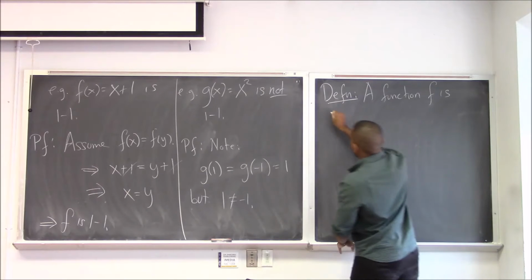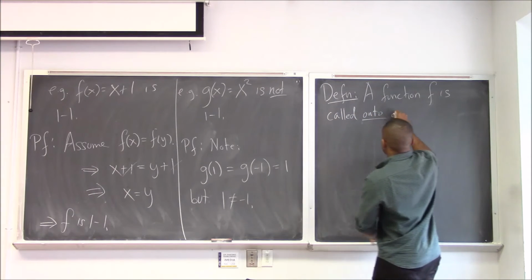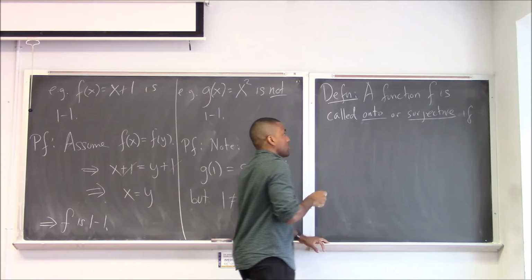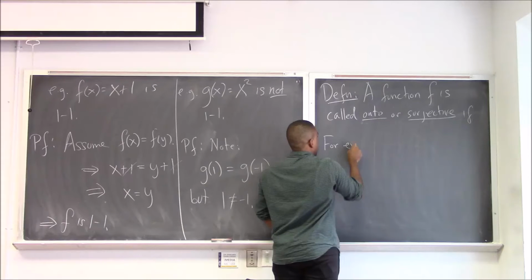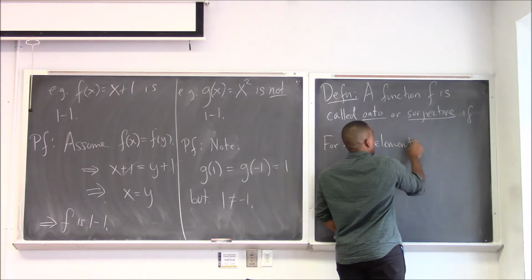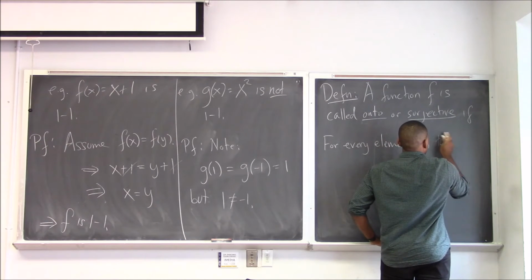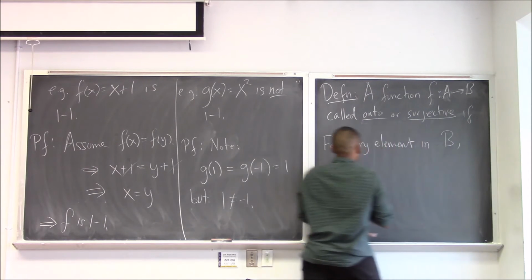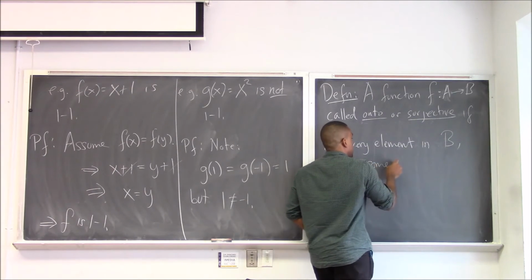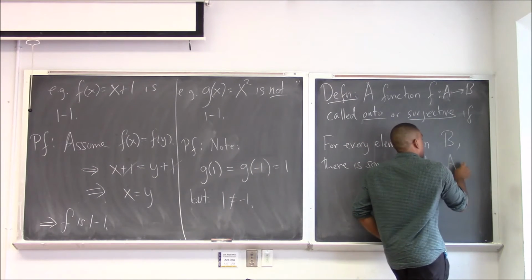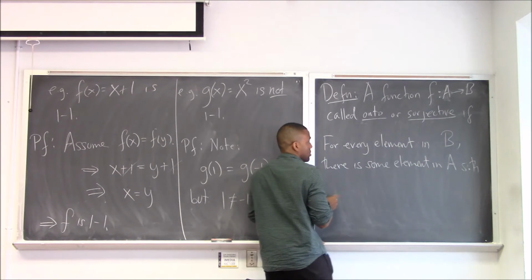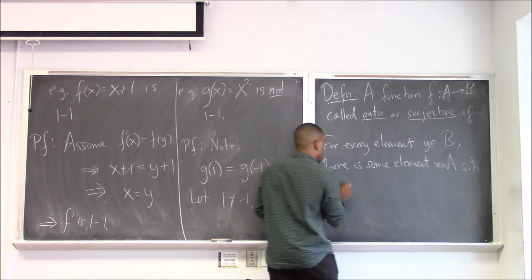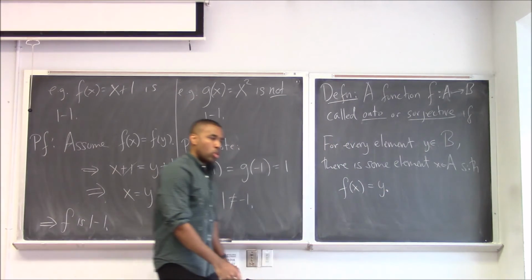Function f is called onto or surjective if, for every element in B, going from A to B, there is some element in A such that, for every element, let's call that y, there is another element x in A such that f of x equals y. Meaning everyone in your codomain is actually in your range.